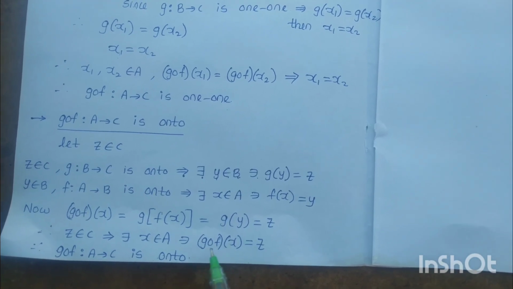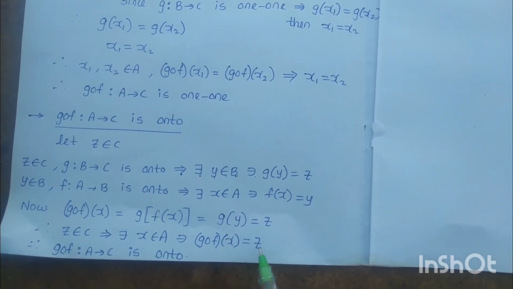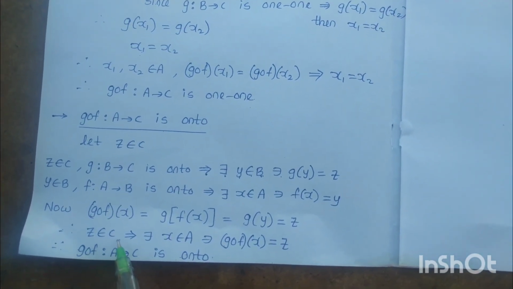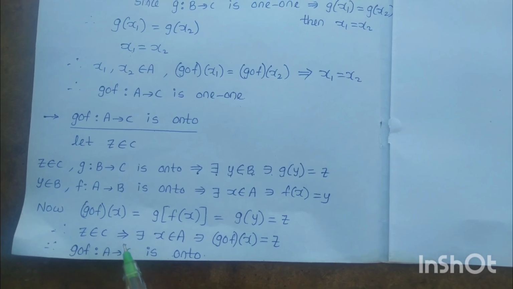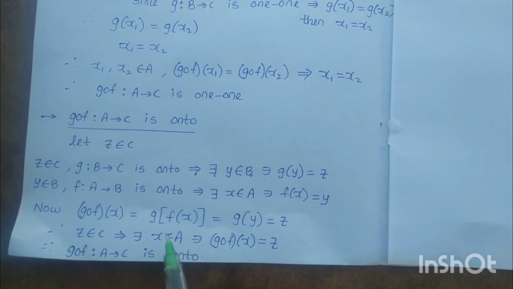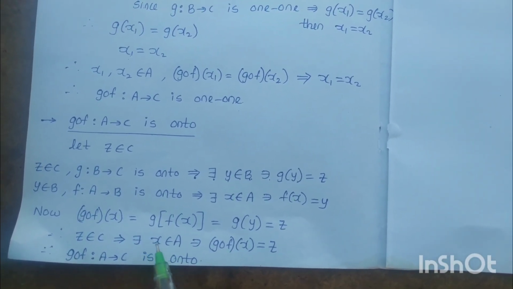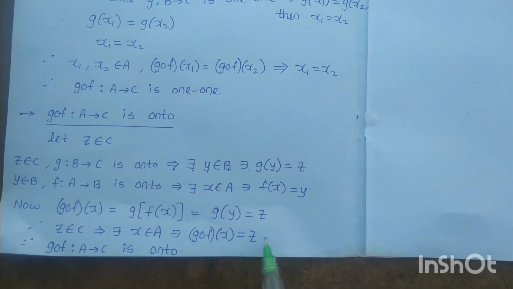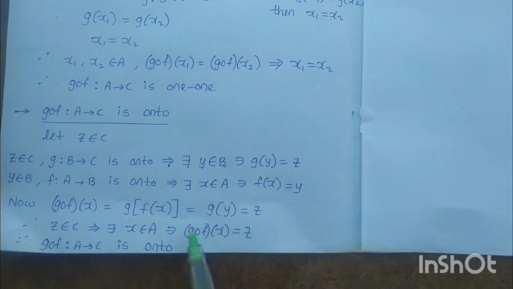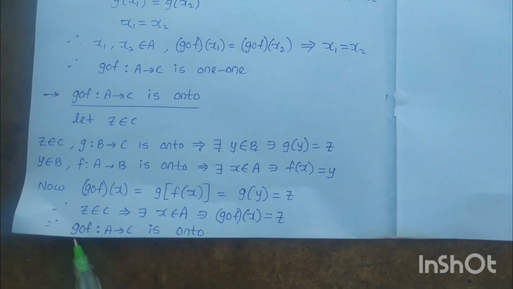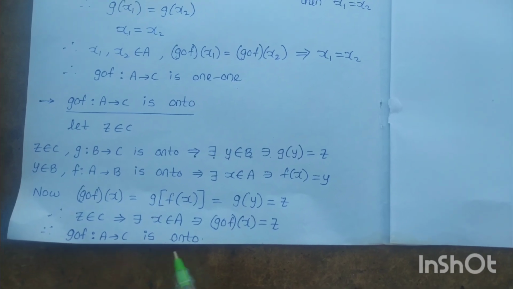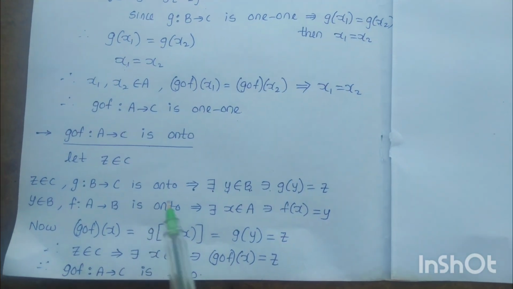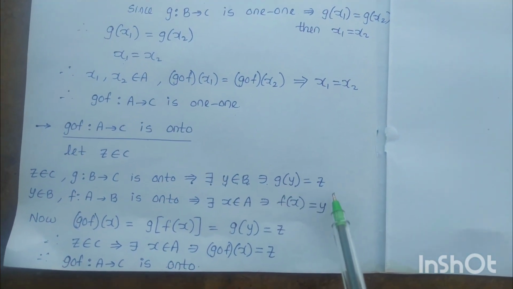So g of f of x equal to z, meaning is what? That means compulsorily z belongs to C. If z is there in C, compulsorily there should be one element in A. That element is nothing but x, such that the relation between them is g of f of x equal to z. We got this relation. If we got this relation, then we can assume g circle f maps A to C is an onto function. Why? Because if g maps B to C is an onto function, you can write g of y is equal to z.